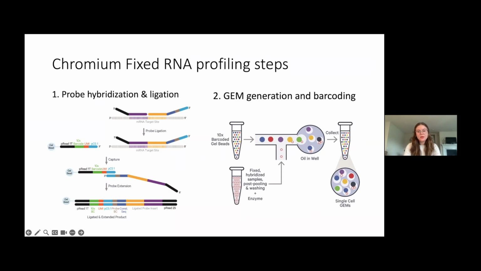Then, similar to other methods of 10x RNA-seq, the figure on the right shows how GEMs are generated by combining barcode gel beads and a master mix of pooled cells and partitioning oil onto the Chromium chip. The RNA from the individual cells will be divided into their own droplets and barcoded for that unique cell.